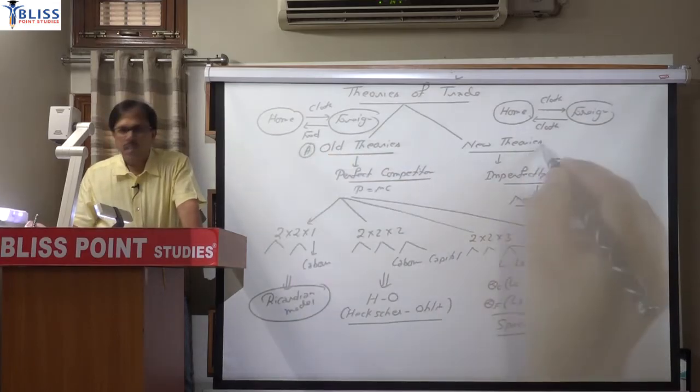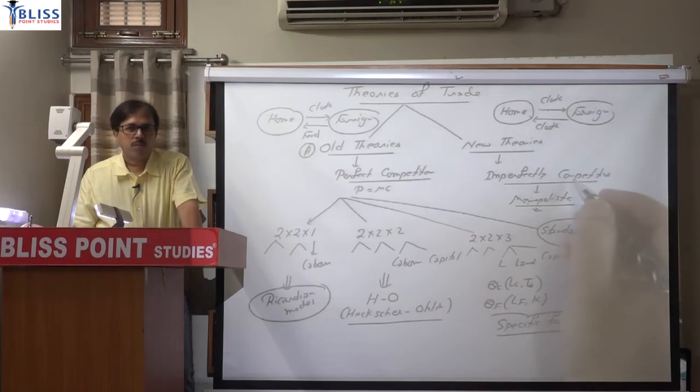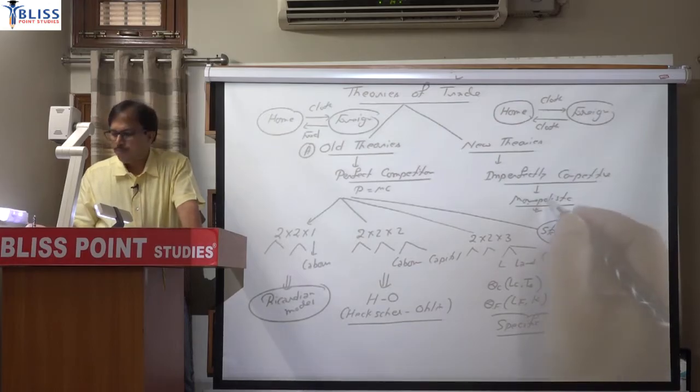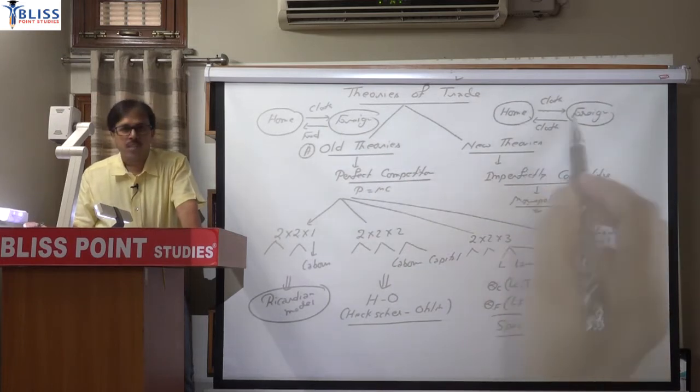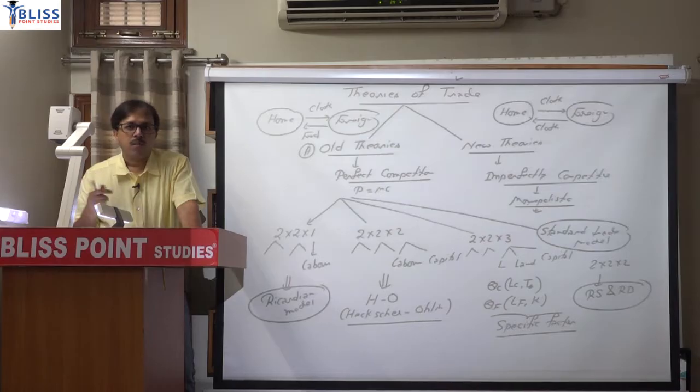As far as new theories are concerned, they are based upon imperfect competition, and that imperfect competition mainly will be discussing monopolistic competition and the monopoly element. So the new trade theories will be explaining intra-industry trade, because in that case trade is possible. If firms are producing differentiated products, then they are producing them because consumers desire differentiated products. So which cloth will be exported, which cloth will be imported, that also depends upon the preference of consumers.